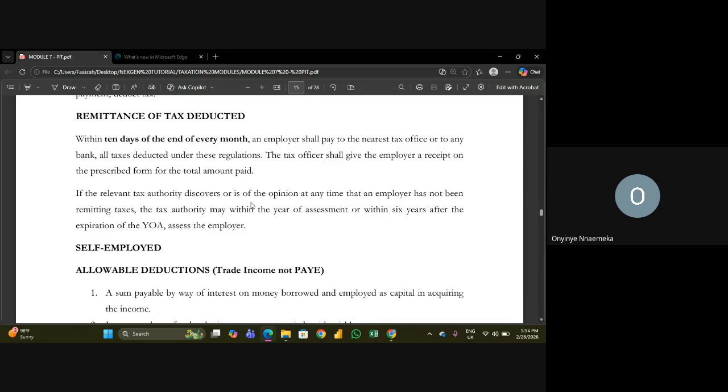So even if you download it before and cannot find it again, you can easily go and download it again. But some people go to the bank and pay. All of these things, you shall get your receipt. If the tax authority discovers or is of the opinion that the employer has not been remitting taxes, the tax authority may, within the year of assessment or within 6 years after the expiry of the year of assessment, assess the employer.